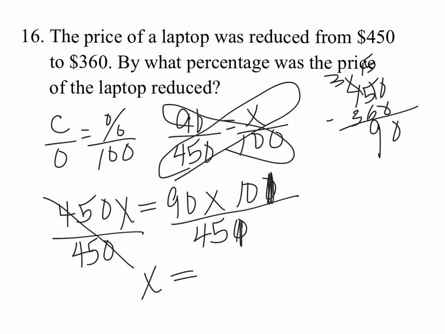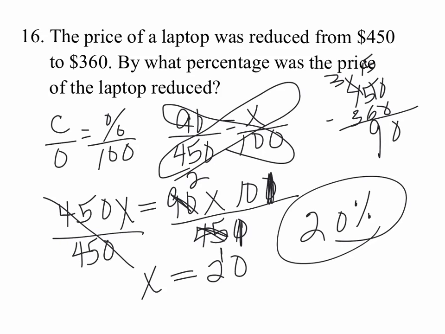And if you know your facts really well, you should recognize that 45 plus 45 is 90. 45 goes into itself once and into 90 2 times. You don't have anything left on the bottom but a 1. And then 2 times 10 on top. 2 times 10 is 20. So your percent that it was reduced by was 20%. 20% discount on the laptop.